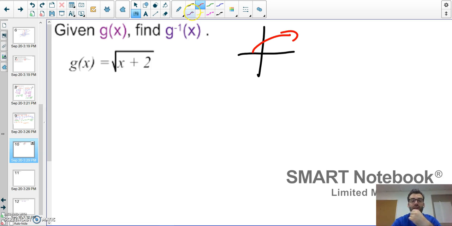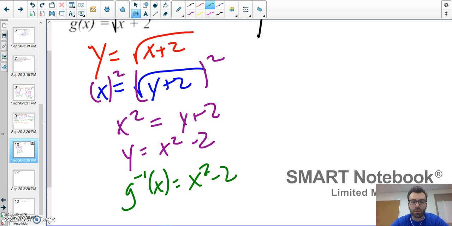All right, so to find the inverse, remember we're going to replace g of x with y. What I want you to do is pause the video, try this one on your own, then watch my work. Go. Pause it. So here's my work for finding the inverse of g of x, okay?